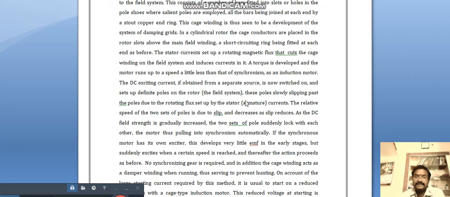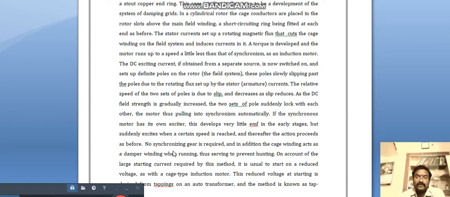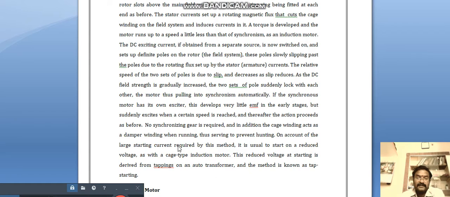DC excitation is applied to the field, and the armature and field strengths are related. No synchronizing gear is required, and in addition, the cage winding acts as a damper winding when running, thus serving to prevent hunting. On account of the large starting current required by this method, it is usual to start at reduced voltage. As with cage type induction motors, this reduced voltage at starting is derived from tappings of auto transformers, a method known as tap starting.